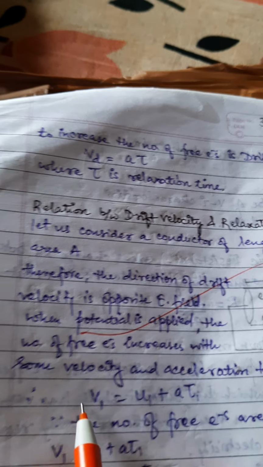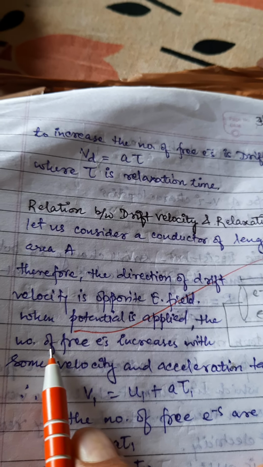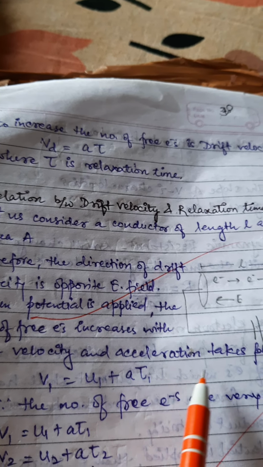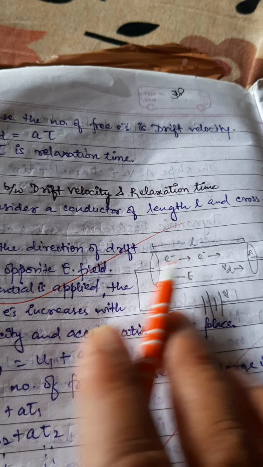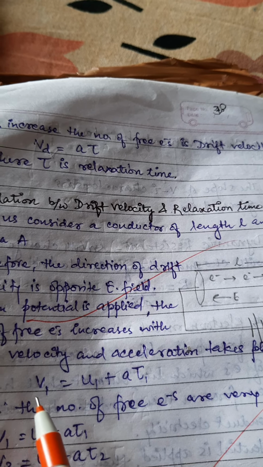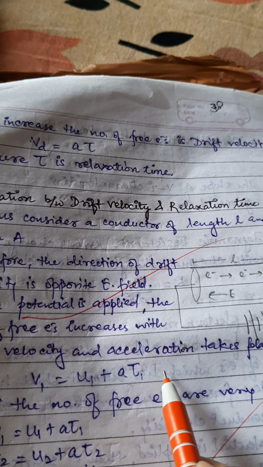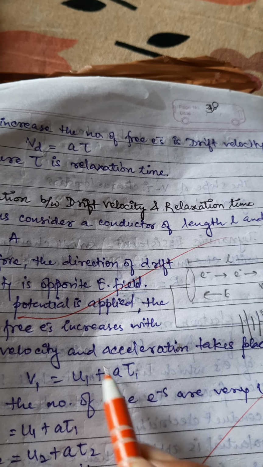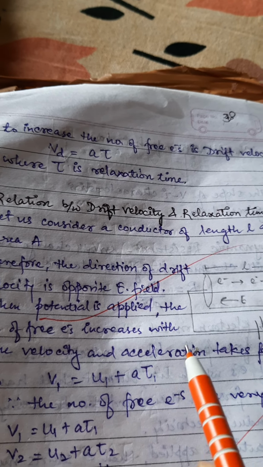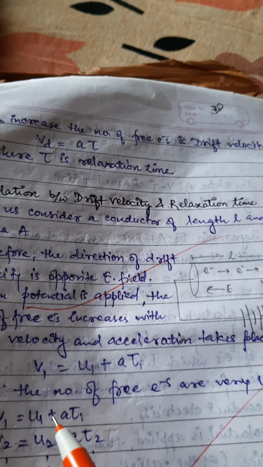When potential is applied, the free electrons increase their velocity. We apply the first equation of motion, which is well known, right? v1 is equal to u1 plus a tau 1. Tau 1 is what? Relaxation time, right? And v1 is the final velocity after applying the field.